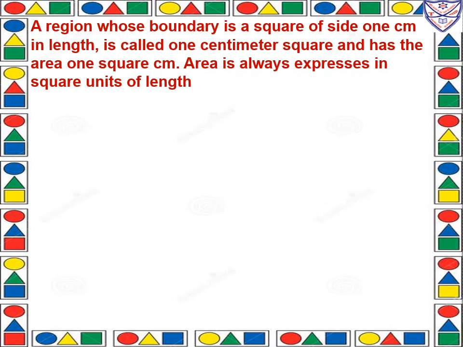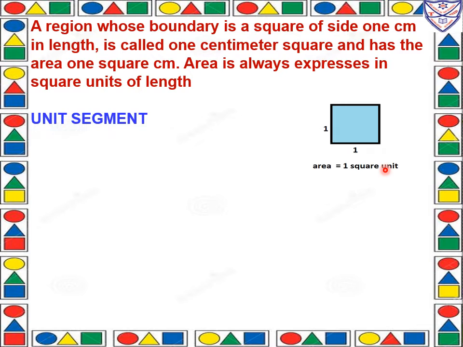A region whose boundary is a square of side 1 centimeter in length is called 1 centimeter square, and has an area of 1 square centimeter. Area is always expressed in square units of length. So this is a square. It has a length of 1 centimeter. Okay, so we will write: area is always expressed in square units of length. So area equals 1 square unit.